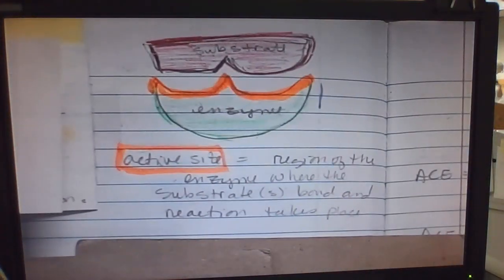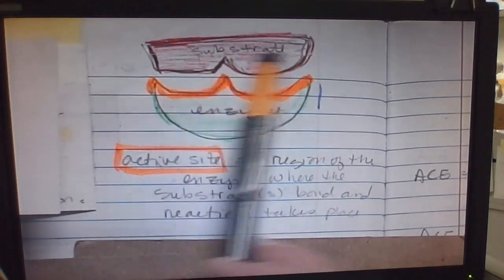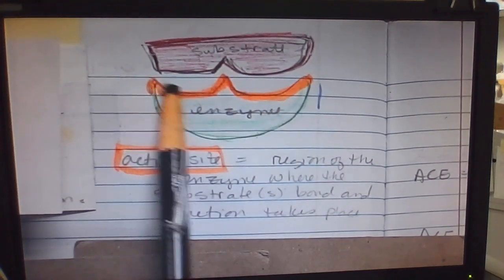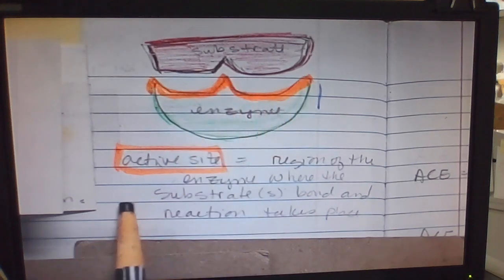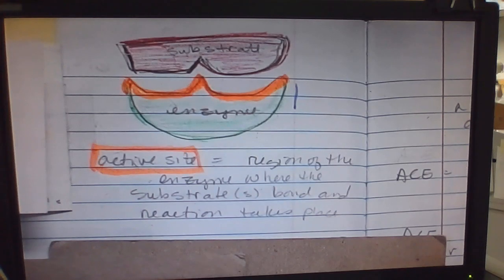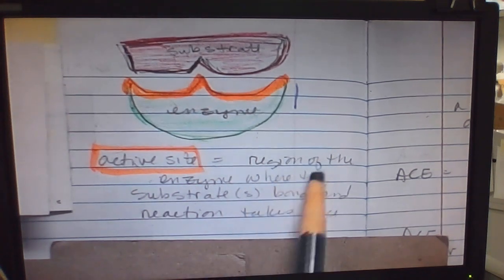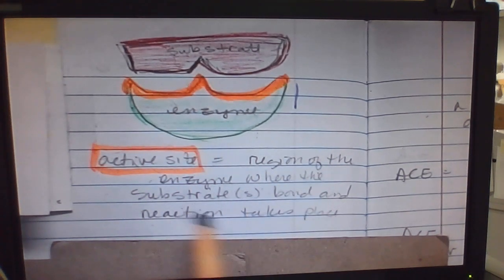All right, so another visual. The green part is the enzyme. The red part is the substrate. And I've highlighted this area right here. This is the active site. The active site is the region of the enzyme where the substrate or substrates bond and the reaction takes place.